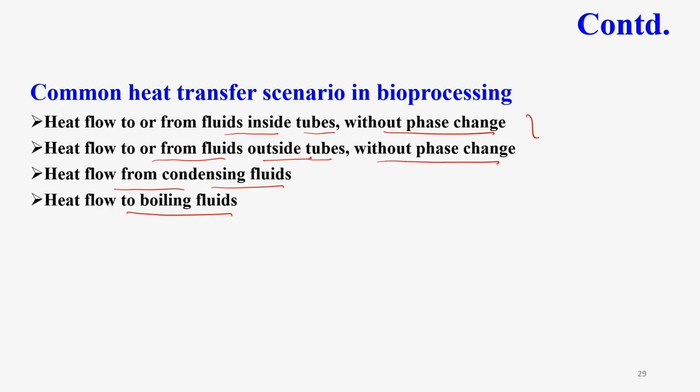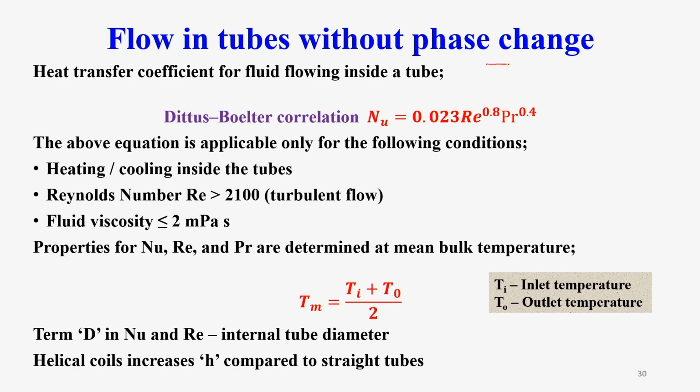Now, we will be seeing different cases, that how heat transfer correlation vary for different scenarios. The first is flow in the tube without phase change. In that case, the Dittus-Boelter correlation says Nusselt number, Nu equals h d upon k, is proportional to 0.023, Reynolds number to the power 0.8 and Prandtl number to the power 0.4.